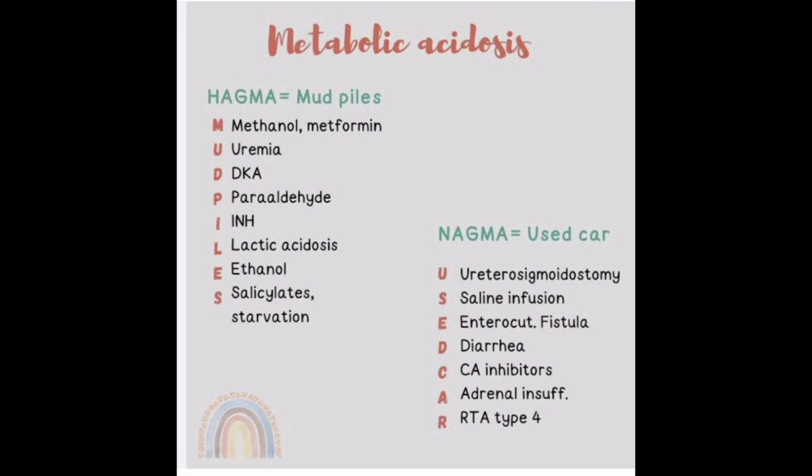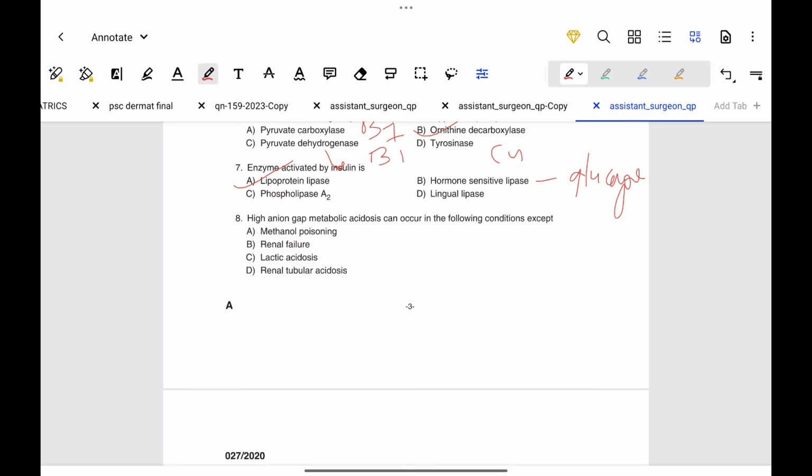High anion gap metabolic acidosis, the mnemonic is MUDPILES: M methanol, metformin; U uremia; DKA; paraldehyde; INH; lactic acidosis; ethanol; salicylate; starvation. Normal anion gap metabolic acidosis, the mnemonic is USED CARS: ureterosigmoidostomy, saline infusion, enterocutaneous fistula, diarrhea, carbonic anhydrase inhibitor, adrenal insufficiency and RTA type 4. So the answer is renal tubular acidosis, option D.